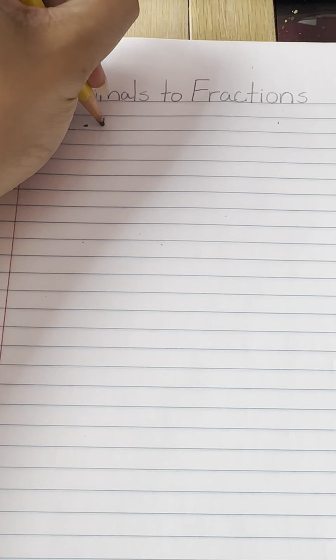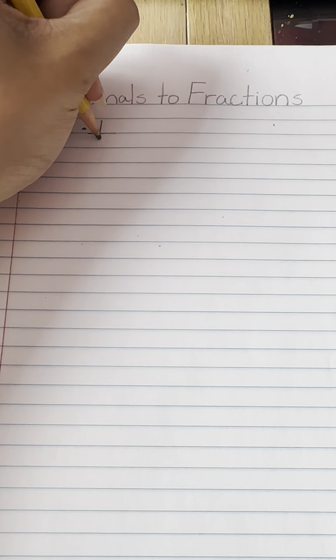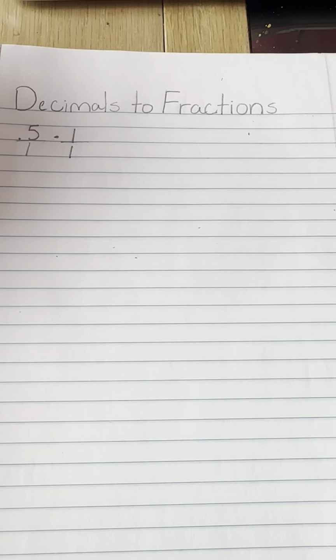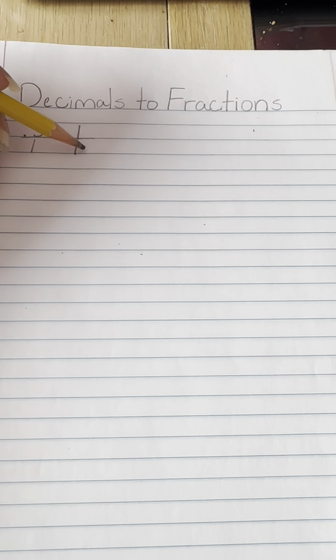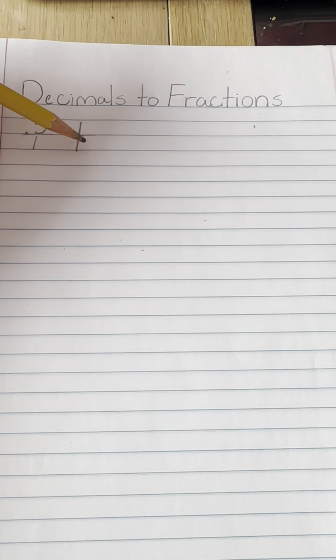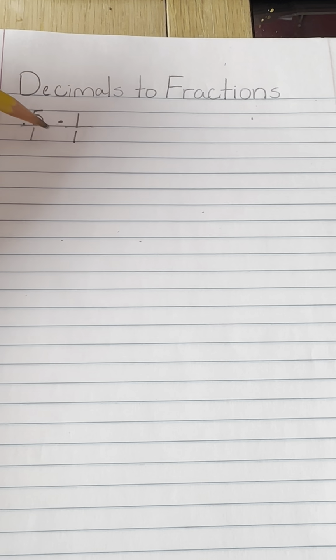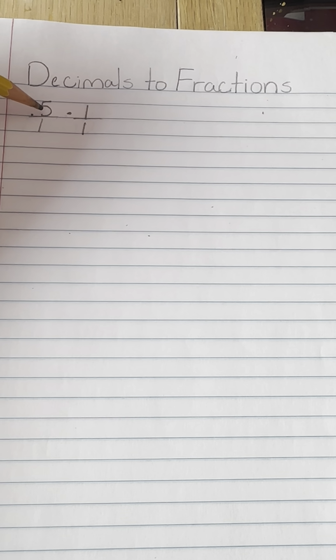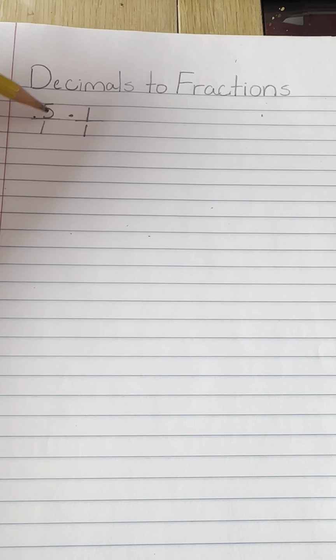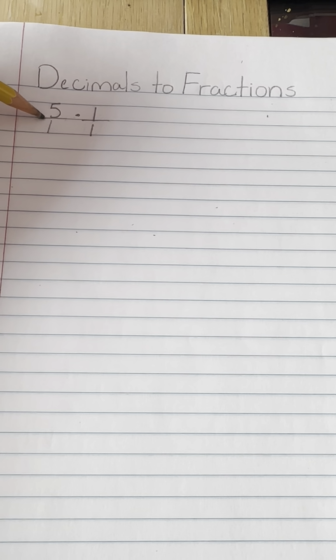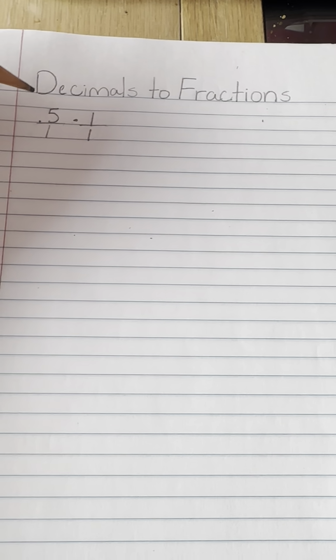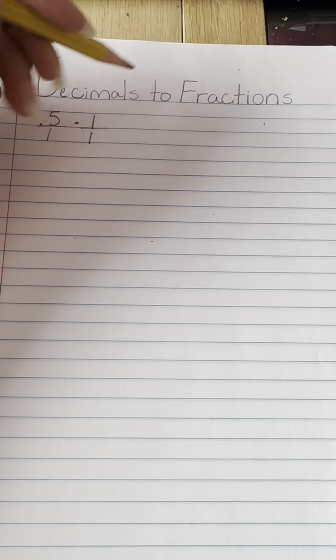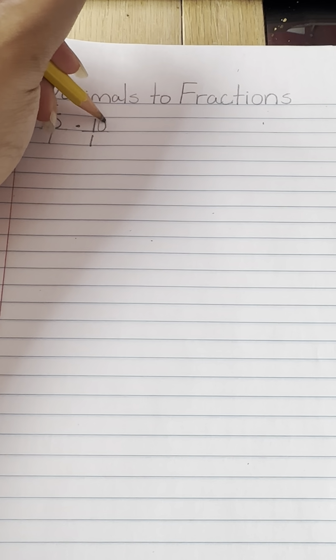Okay, so 0.5 over 1 times 1 over 1. Now, we're going to add zeros after these, but the number of zeros we add is dependent on how many digits there are after the decimal point. So there's only one digit after the decimal, right? 5 is the only digit. So because of that, we are only going to add 1 zero after the 1 over here.